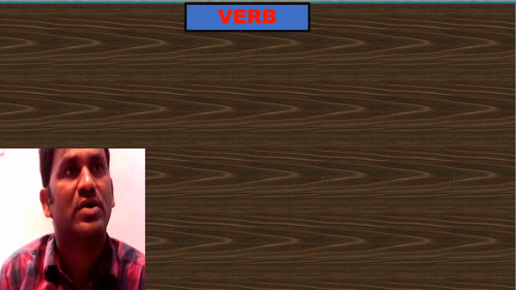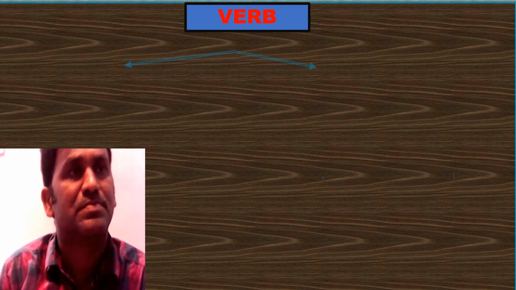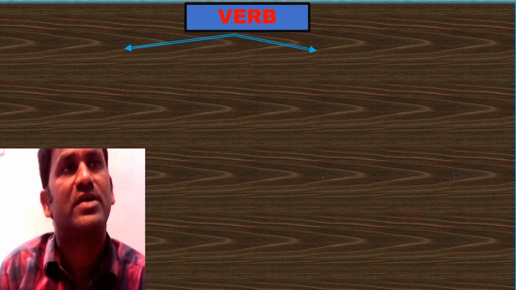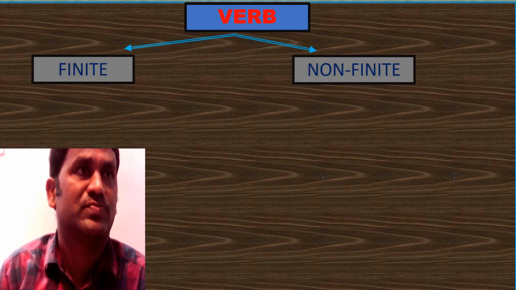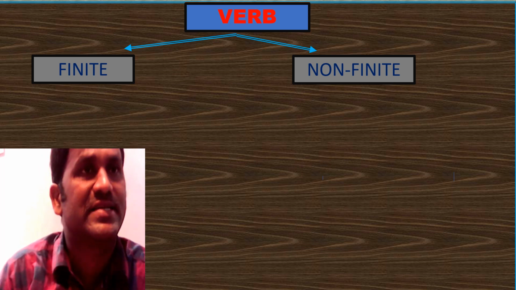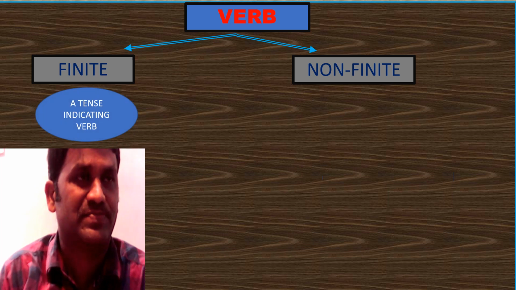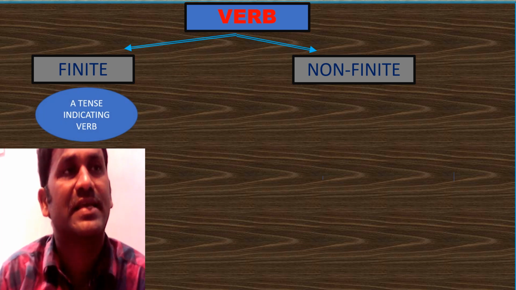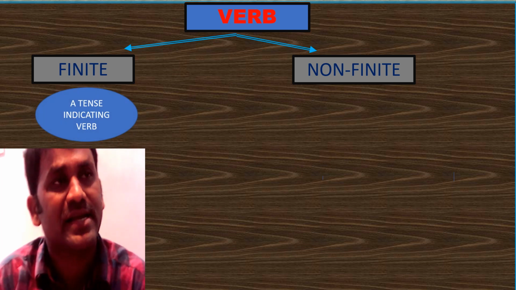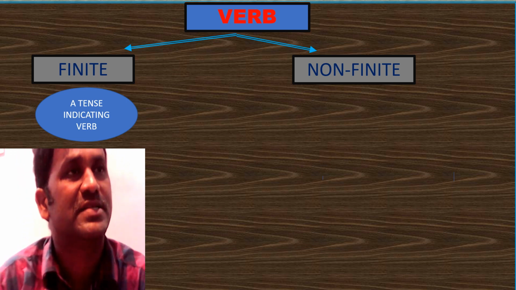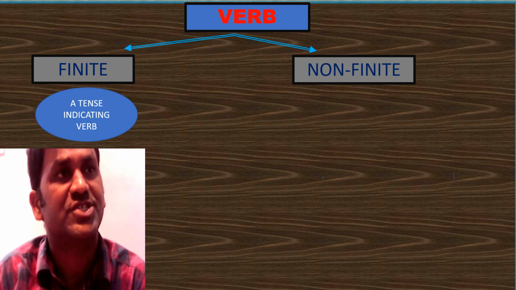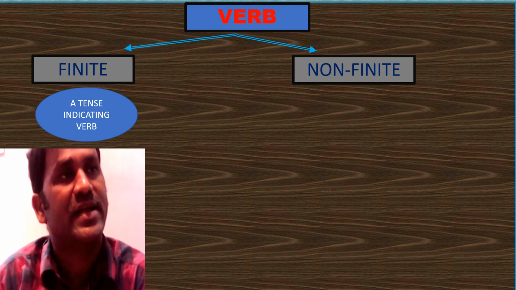Now let us see verbs. You know, verbs like, suppose, go, come, take, speak. All these are verbs. So in a way, verbs are divided into two. One is finite, the other one is non-finite. What is a finite verb? A finite verb is a tense indicating verb. That means a verb which indicates tense is called a finite verb.